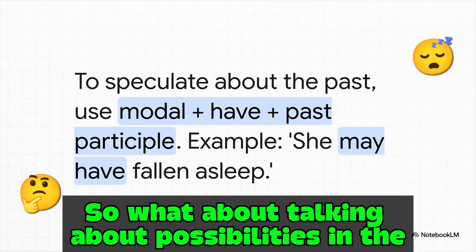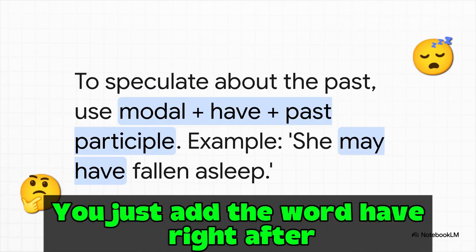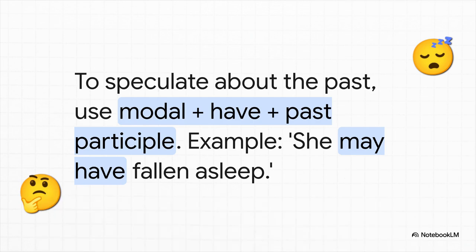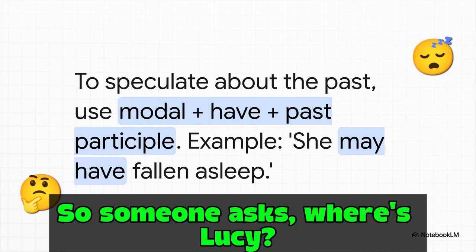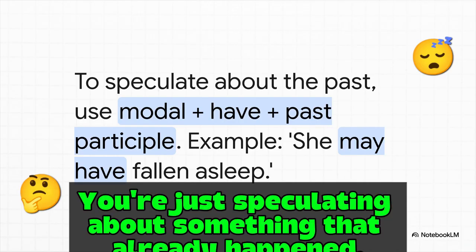So what about talking about possibilities in the past? It's actually really easy. You just add the word have right after the modal and then use the past participle of the verb. So someone asks, "Where's Lucy?" You could say, "I don't know, she might have gone home." You're just speculating about something that already happened.